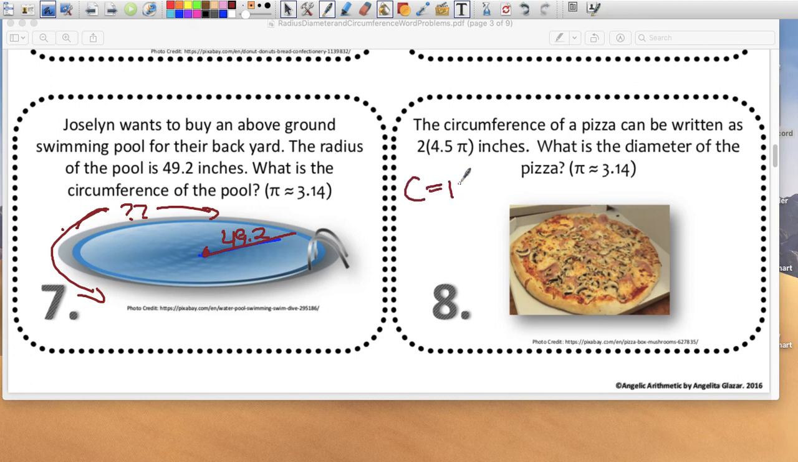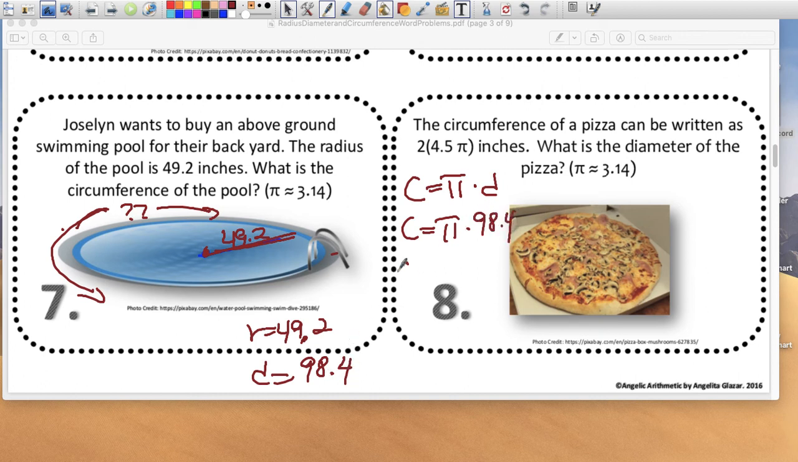So C equals pi times D. Circumference equals pi times diameter. If this is the radius, what's the diameter? The radius is 49.2. The diameter is 49.2 times 2, which is 98.4. So I can use 98.4. C equals 98.4 times pi, enter, and the circumference is 309.13. So this is 309.13 inches.